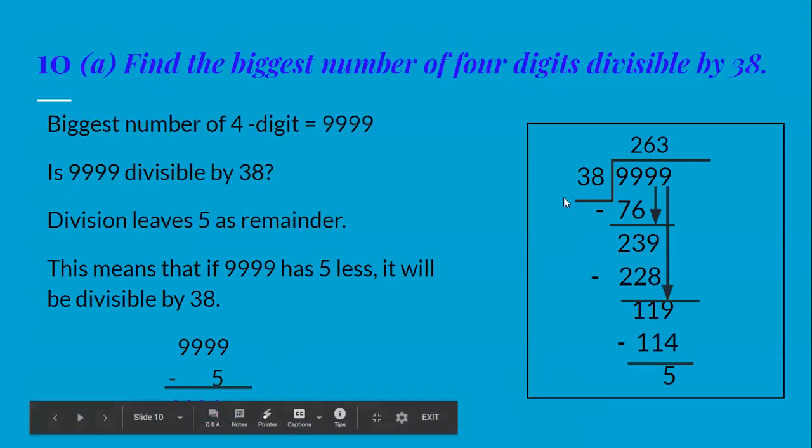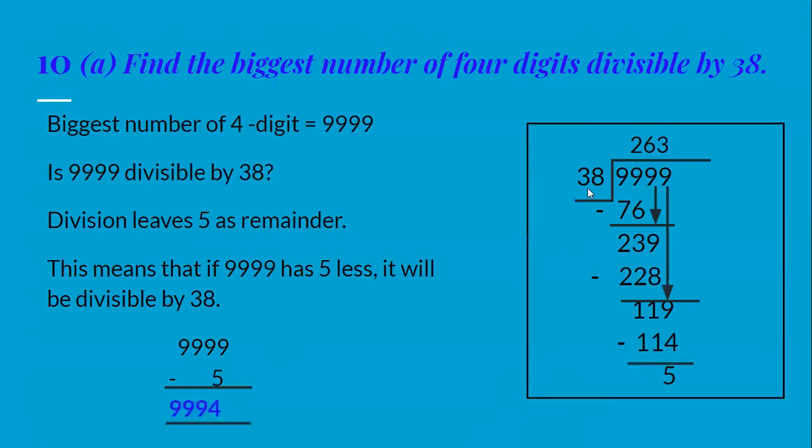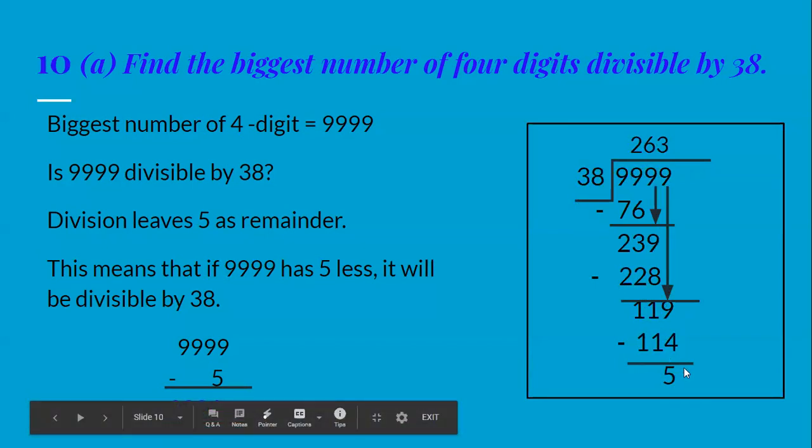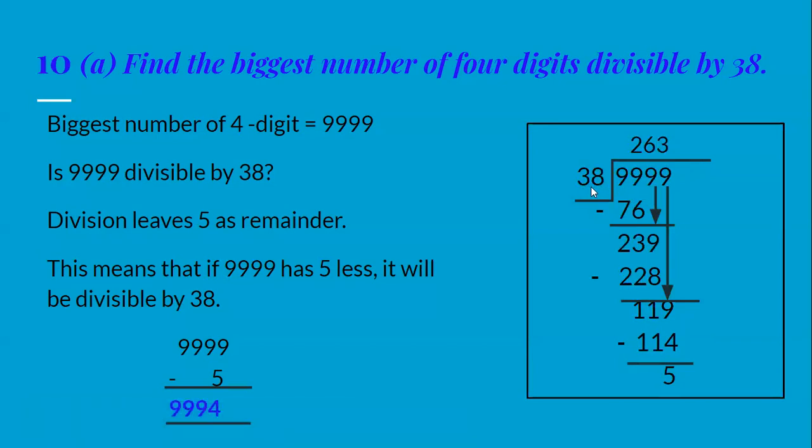Now you have to show the division like this. Divide it by 38. 38 2s are 76. We subtract and get 23. Carry 9 down. It becomes 239. 38 6s are 228. Then we subtract. 11 is the remainder. We carry this 9 down. It becomes 119. And 38 3s are 114. And 5 is the remainder. So this number is not divisible by 38.